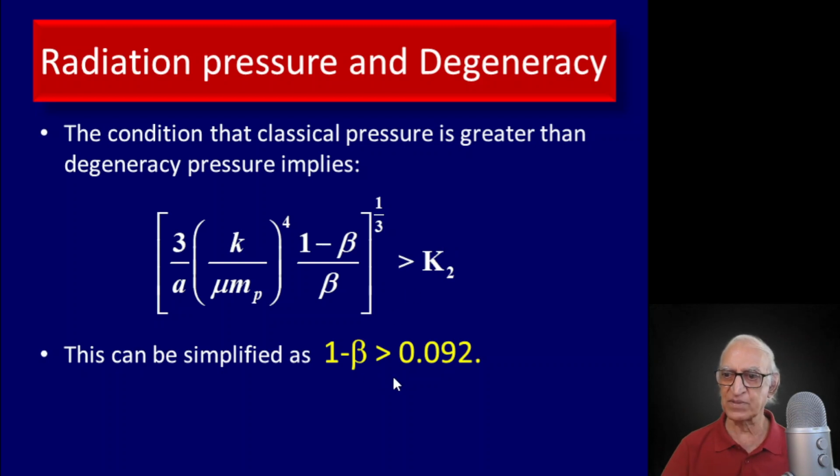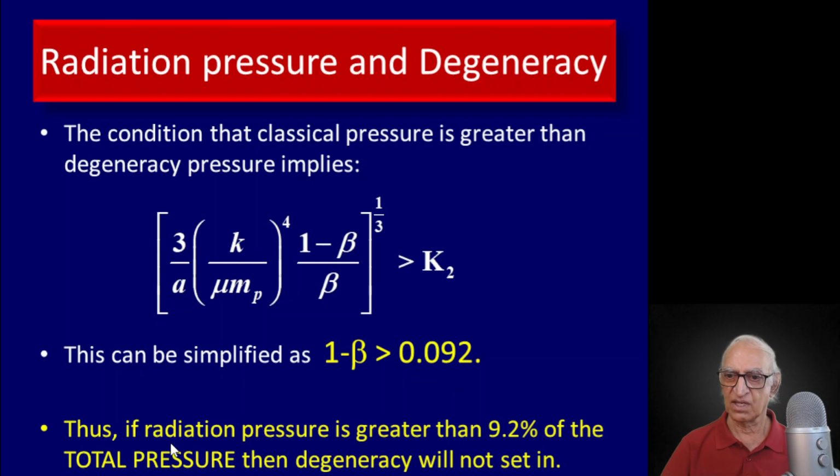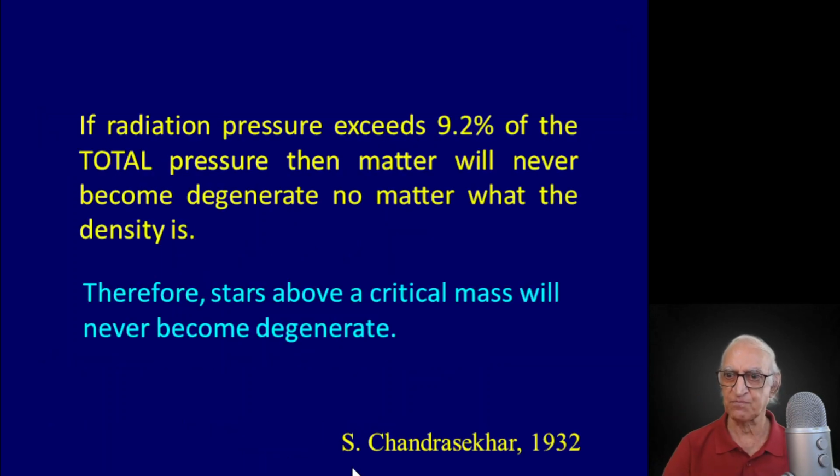What does 1 minus beta greater than 0.092 mean? It means that as long as radiation pressure is more than 9.2% of the total pressure, the gas will remain classical. So, if the radiation pressure is greater than 9.2% of the total pressure, then degeneracy will not set in at all, no matter how high the density becomes. So this is the conclusion of Chandrasekhar's remarkable paper.